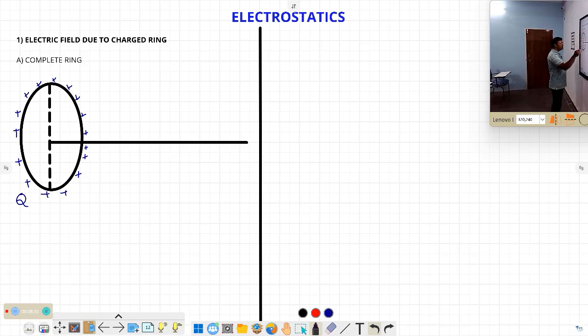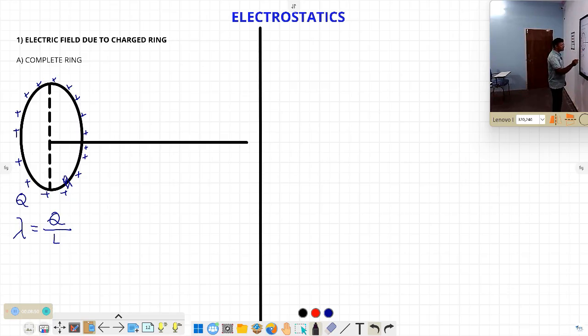So here the ring is of negligible thickness. In this case, the charges will be distributed as a linear charge distribution. So lambda is called linear charge distribution, that is nothing but charge occupied per unit length. That means if you choose a small elementary portion, the length of this one becomes dl.